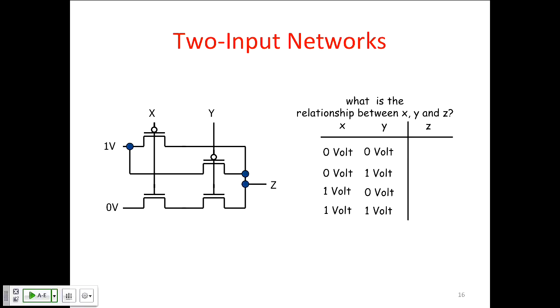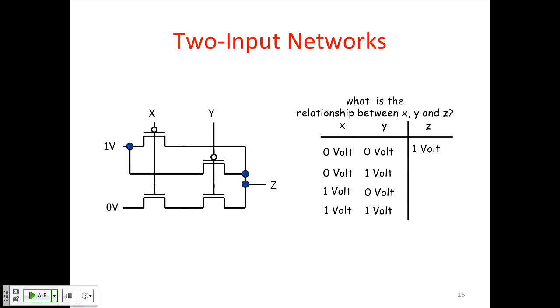Is it a problem that both of them are connected to 1 volt? No, it doesn't really matter. This is 1 volt here, 1 volt here. It's fine that both of these are connecting you to 1 volt, right? So this is just like that OR circuit we had before. At least, when X and Y are 0, what is Z? It's 1 volt, right? So when X and Y are 0, you get 1 on the output, 1 volt.